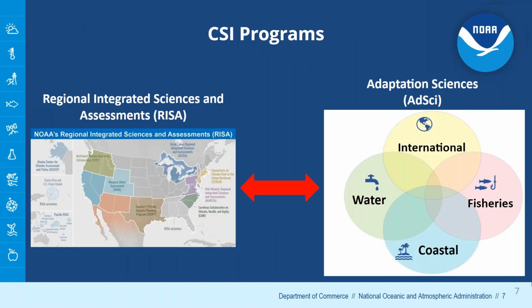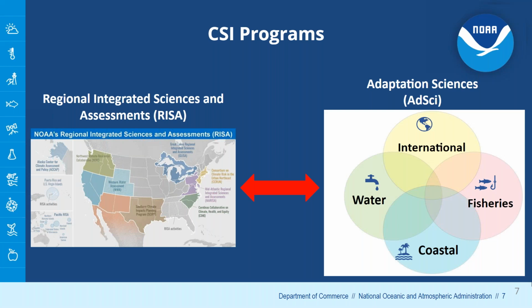CSI has two primary programs, the Adaptation Sciences Program, which is our focus today, and the RESA program. These programs work together to improve climate resilience and preparedness in diverse socioeconomic regions and sectors throughout the US and abroad through knowledge generation, engagement, and partnerships. While both programs conduct interdisciplinary research at the intersection of communities and climate, done in close partnership with stakeholders, they contribute complementary but distinct capabilities to our division, the Climate Program Office, and NOAA more broadly.